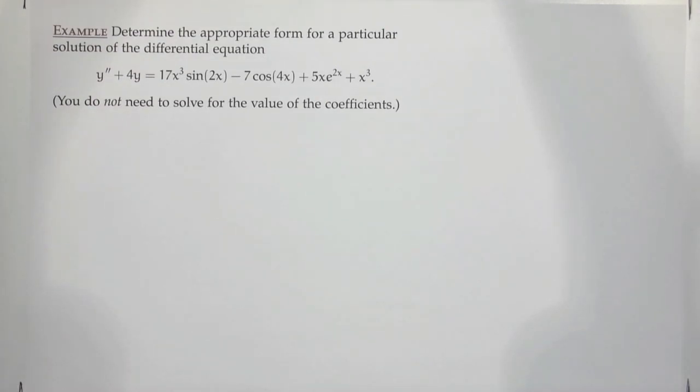Determine the appropriate form for a particular solution of the differential equation y double prime plus 4y equals 17x cubed sine of 2x minus 7 cosine of 4x plus 5x e to the 2x plus x cubed. You do not need to solve for the value of the coefficients.